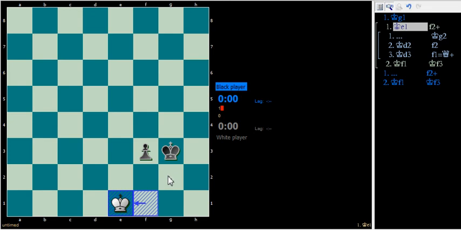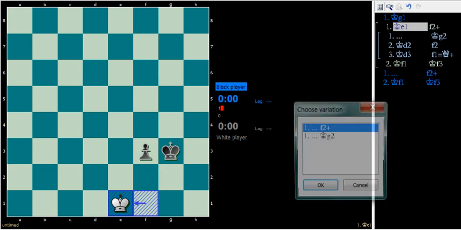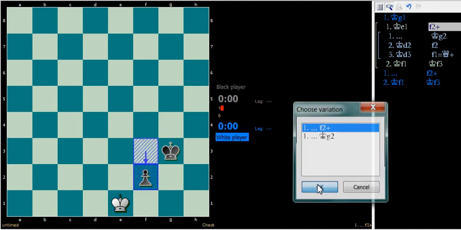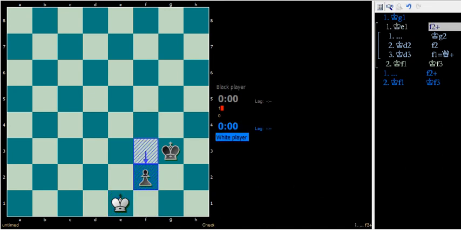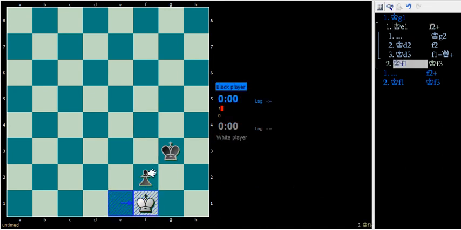Now, if you happen to be black at this point, then you must remember to move into g2 and not push the pawn, because if you push the pawn, then white is simply going to move back into f1, and now we have a stalemate again. So that's incorrect on black's part, to push the pawn with check.